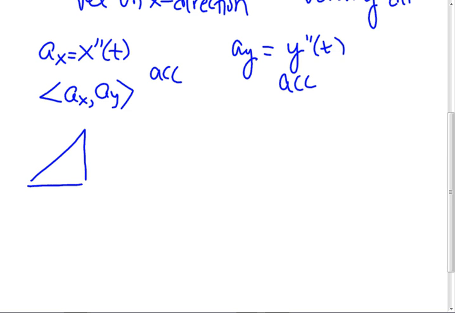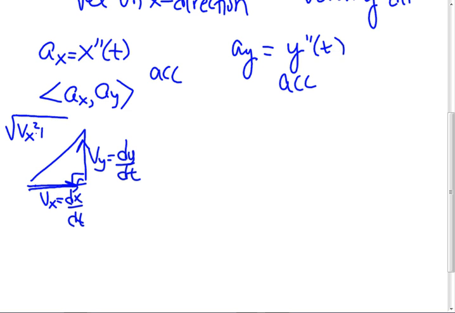Okay, here is your vector diagram. This is v sub x, which is dx dt. This is v sub y, which is dy dt. You can find the magnitude of the resultant. That's your speed. But this tells you how fast you're going in the x direction, how fast you're going in the y direction. So if I want to find this, it's just Pythagorean's theorem. It's the square root of v sub x squared plus v sub y squared. That's your speed. So if they ask you for the speed, that's all they're asking you.